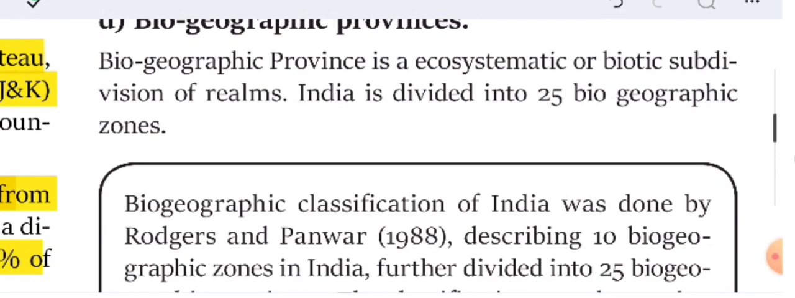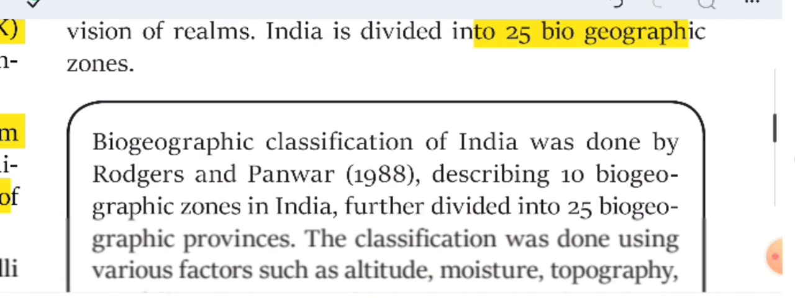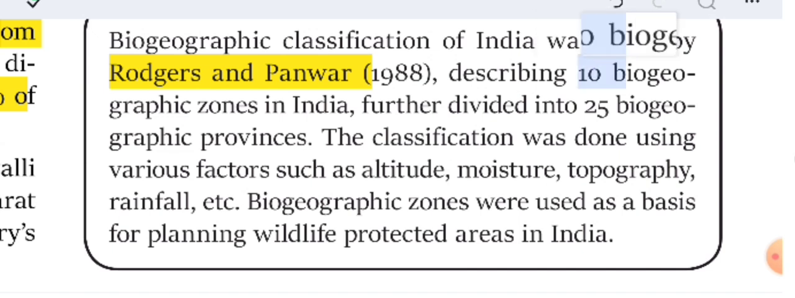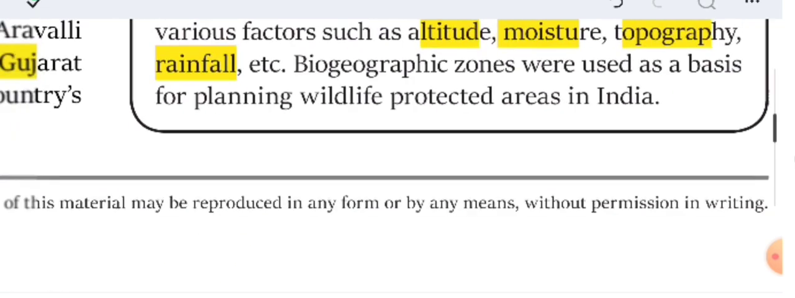Okay, biogeography. Now biogeographic provinces. A biogeographic province is an ecosystem or biotic subdivision of a realm. India is divided into 25 biogeographic provinces. The biogeographic classification of India was done by Rodgers and Panwar in 1988, describing 10 biogeographic zones in India, further divided into 25 biogeographic provinces. The classification was done using various factors such as altitude, moisture, topography, rainfall, etc. Biogeographic zones were used as a basis for planning wildlife protected areas in India.